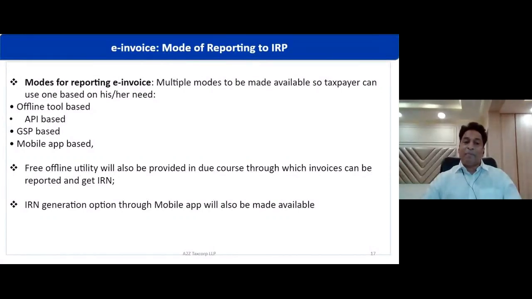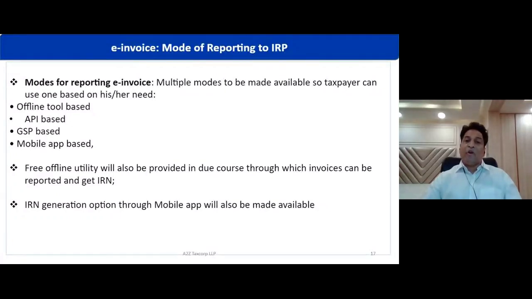Various modes are prescribed: offline tool based, API based, GSP based (GST Suvidha Provider), and mobile app based. These are all being tested. You can always go back and check the integration of your ERP with IRP for uploading the JSON file of the invoice to IRP. A free offline utility will also be provided in due course, through which an invoice can be reported to get the IRN. IRN generation through a mobile app will also be made available.